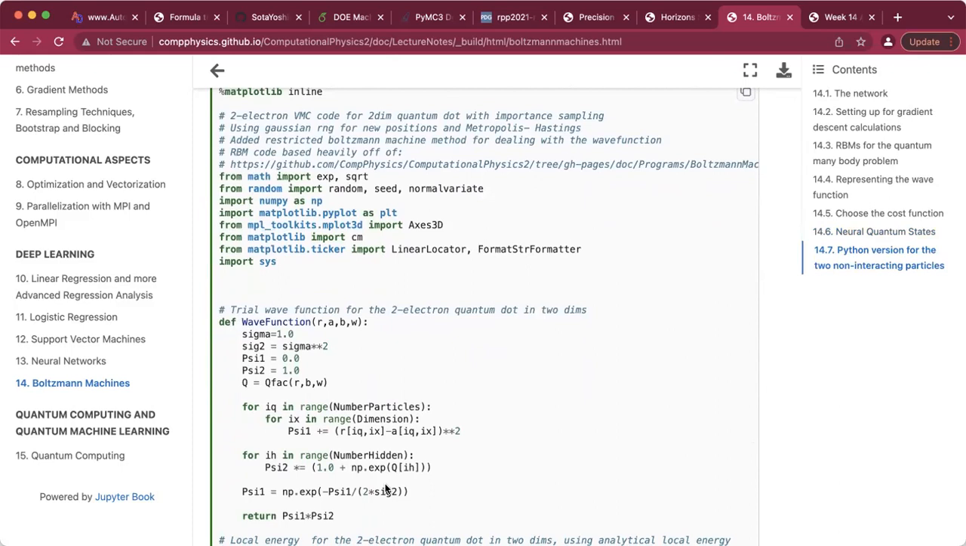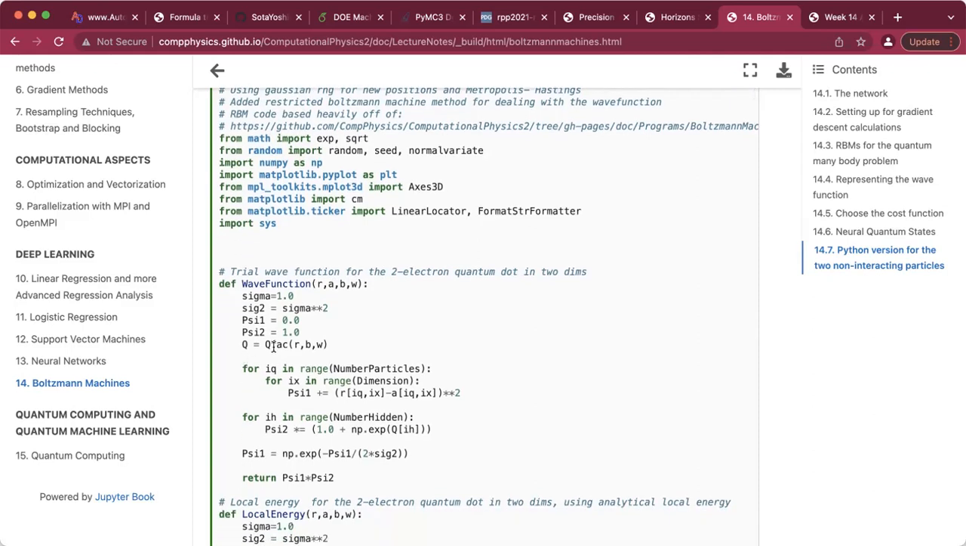So what I've done is to implement the Gaussian binary Boltzmann machine. And that means that my wave function now takes the positions R, the biases of the visible layer or input layer, the bias of the hidden layer B, and the weights. I put this sigma to 1, and then I have a factor here which I'm setting up, this factor Q, which I'm coming back to. And then I run over the number of particles, and then I run over the number of hidden nodes. So I'm setting up the contributions to the wave function.